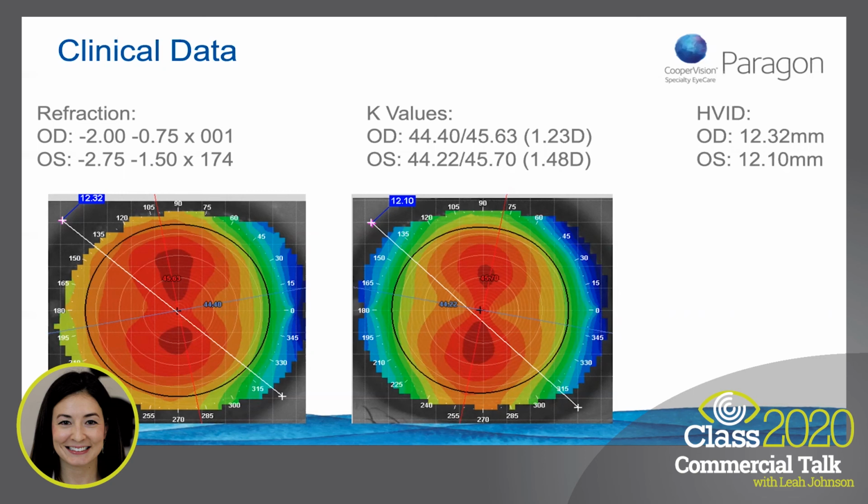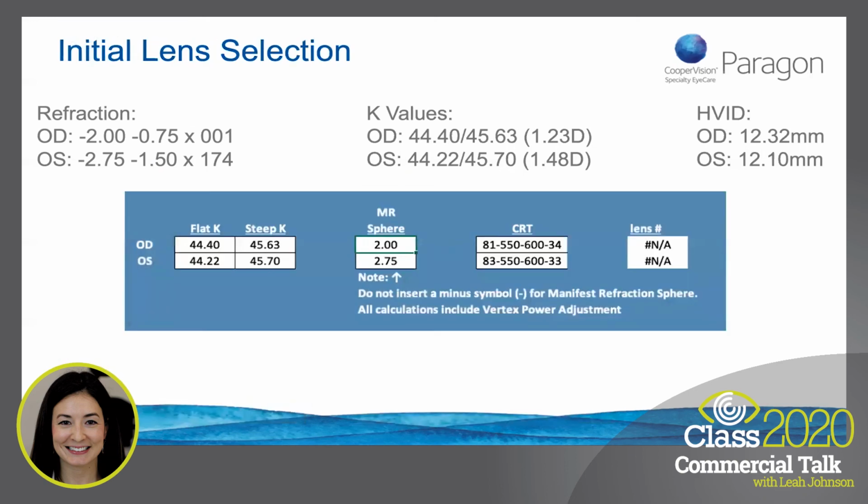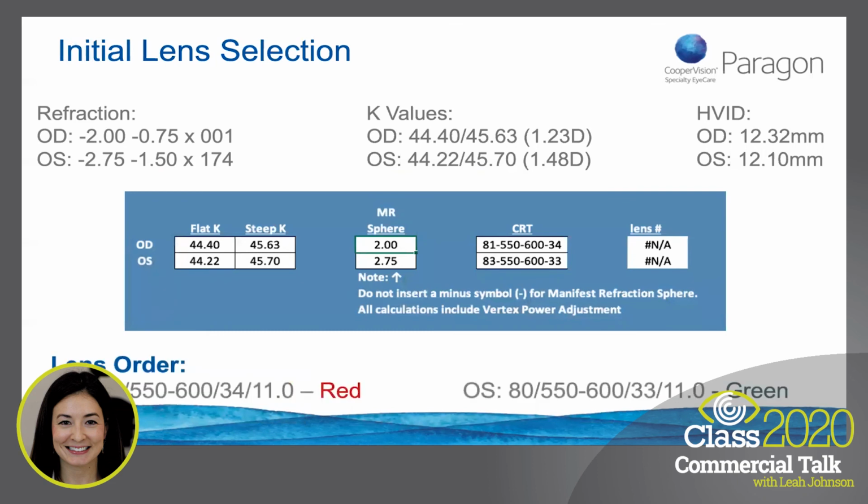So instantly, when I subtract 1 millimeter from her HVID, I know that I want to have her start off at least at an 11.0 millimeter lens. So we put her flat K and her steep K parameters into the lens calculator, and we see that the CRT lens calculator calculates 8.1, 550, 600 RZD, 1 for RZD2, and a 34 landing zone angle. So we order these exact same lens parameters, and we order them in 11.0 lens diameter size. For the right eye, we decide to do red for right. For the left eye, we'll do green.